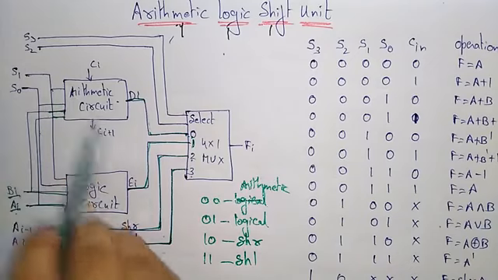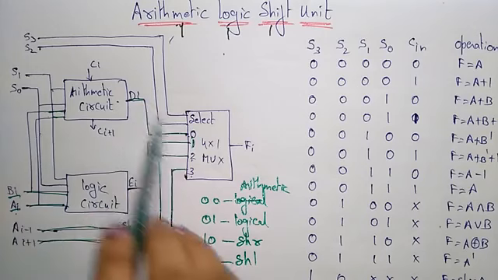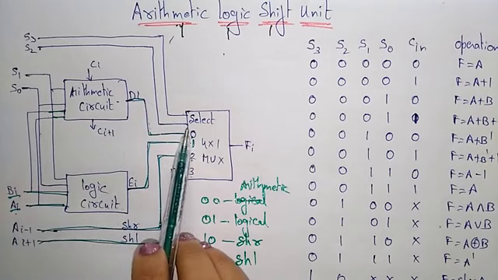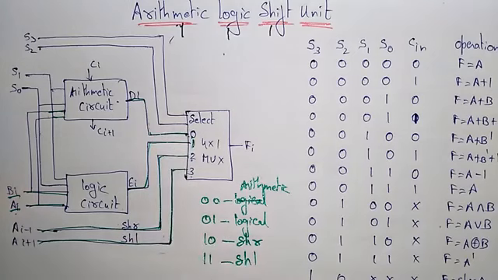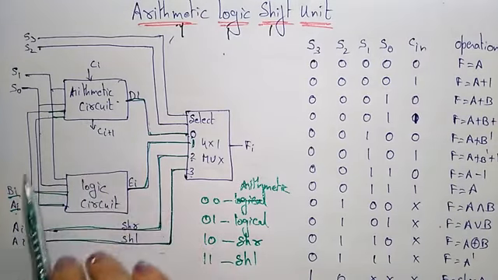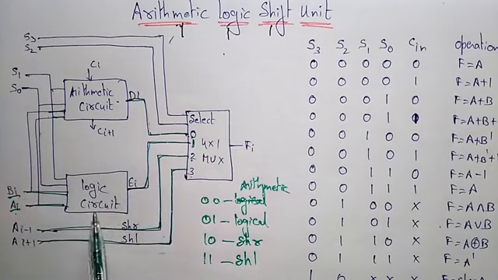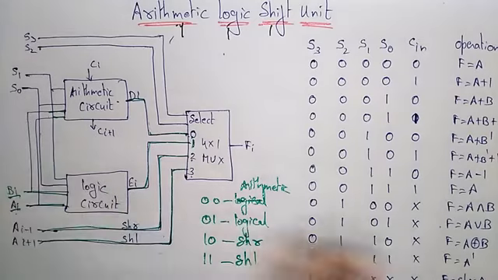And here you can see S3, S2 indicate the select lines, the bit variables that you are giving: 0, 0, 0, 1, 1, 0, 1, 1, based on the selection. And S1 and S0 are the inputs of this circuit. Whether we are selecting the arithmetic circuit or the logical circuit, for both the inputs will be S1 and S0. AI, BI are the inputs, S0, S1 are the selection lines, and Fi is the output.